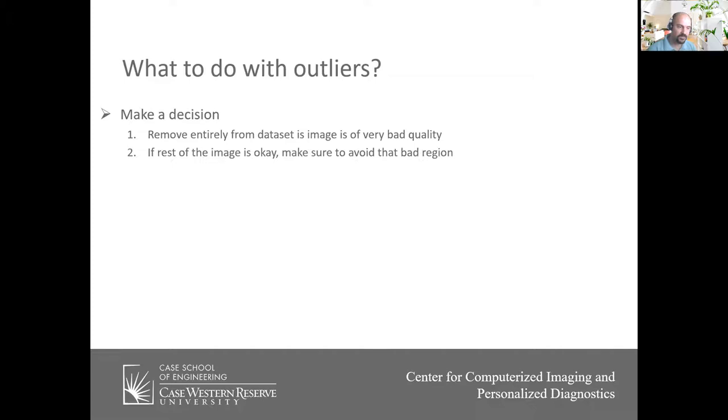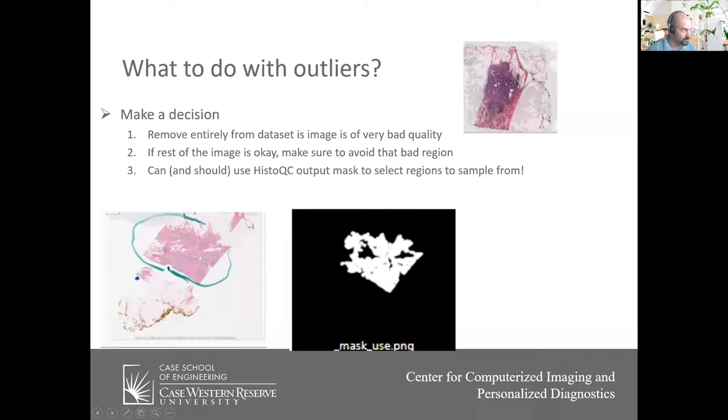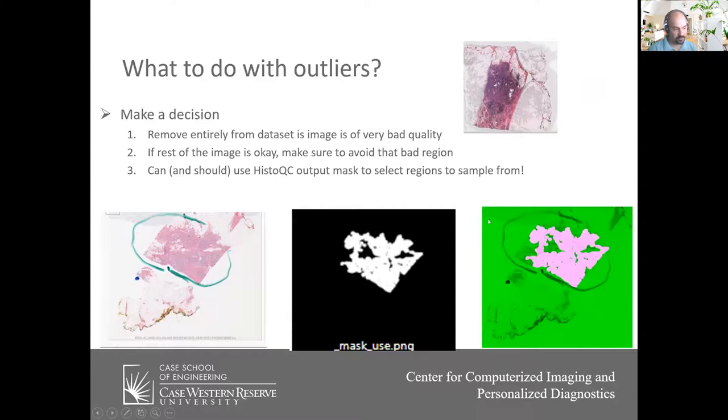So here's one of those air bubbles I showed you before. We would basically just toss this slide entirely. While on the other hand, this image can probably be salvaged because the pen marking is not on the tissue, and we can identify which region is good quality, and then we can simply compute within that region. And HistoQC actually generated this mask for us in a reproducible way.